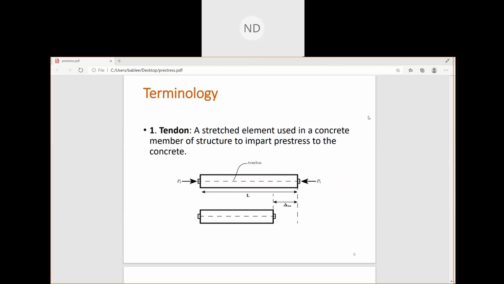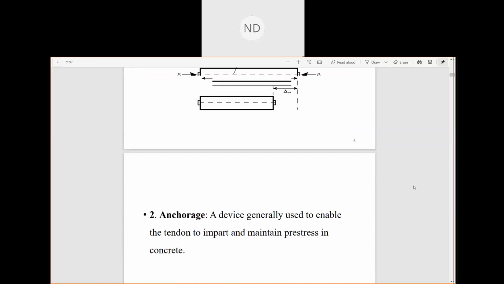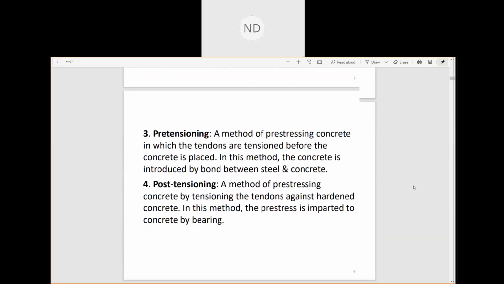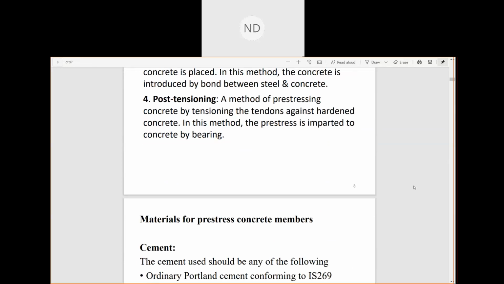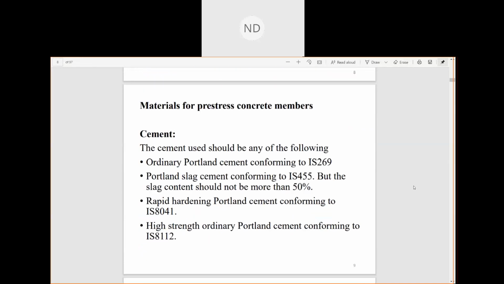We go now to where we were. Pre-tensioning and post-tensioning is done. Now materials for pre-stress concrete members.